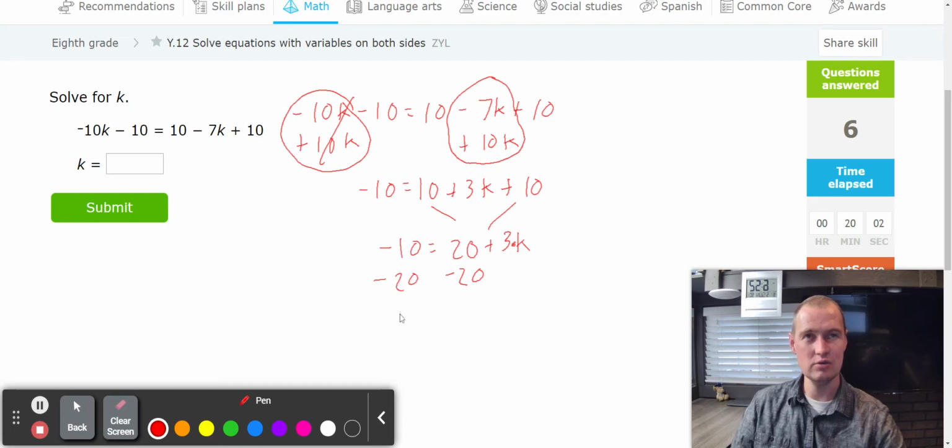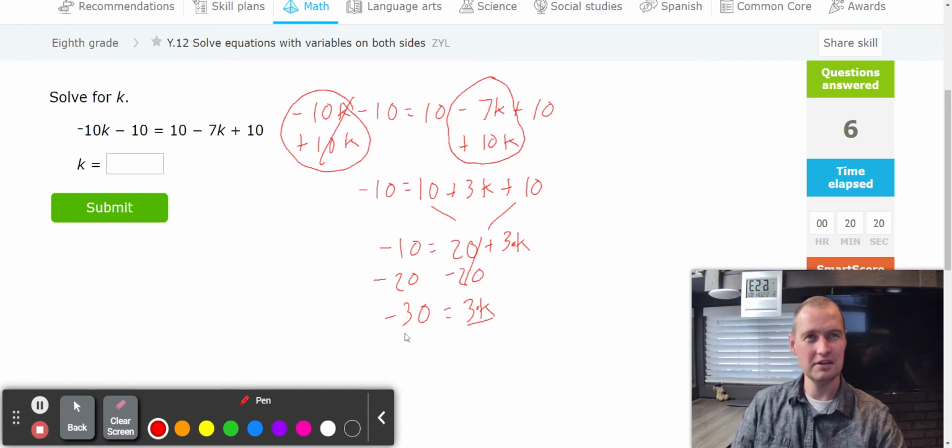So negative 10 minus 20 is negative 30 equals, 20's cancel out, 3K. Well, this one's nice. So 3 times what gives you negative 30?